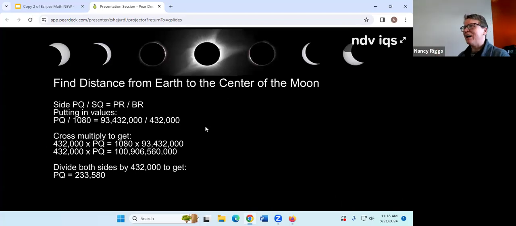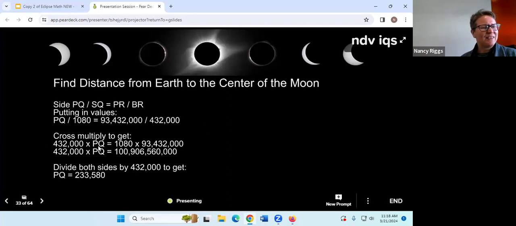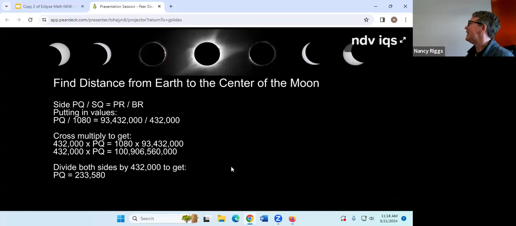And remember, if you've got 2 fractions equal, we are going to cross multiply. So I took the 432,000 times PQ is 1080 times 93,432,000, which is a very large number. That is 100,906,560,000. Yes, I used a calculator to get that. And then I divided both sides by 432,000 to get approximately 233,580. So that's the math I did. Let's see how well I did with my math.